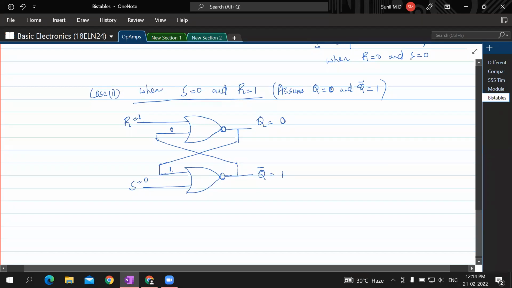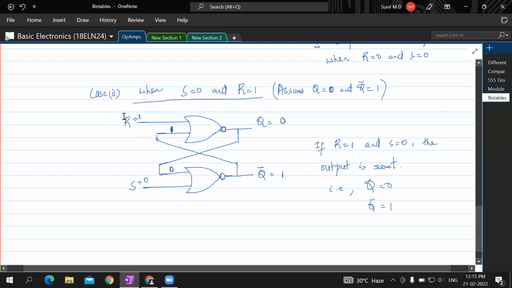So this is 0. If both are 0 zeros, Q bar is 1. And if both are 1 1, Q is 0. So that means if R is equal to 1 and S equal to 0, the output is reset. So that means Q would be 0 and Q bar 1.